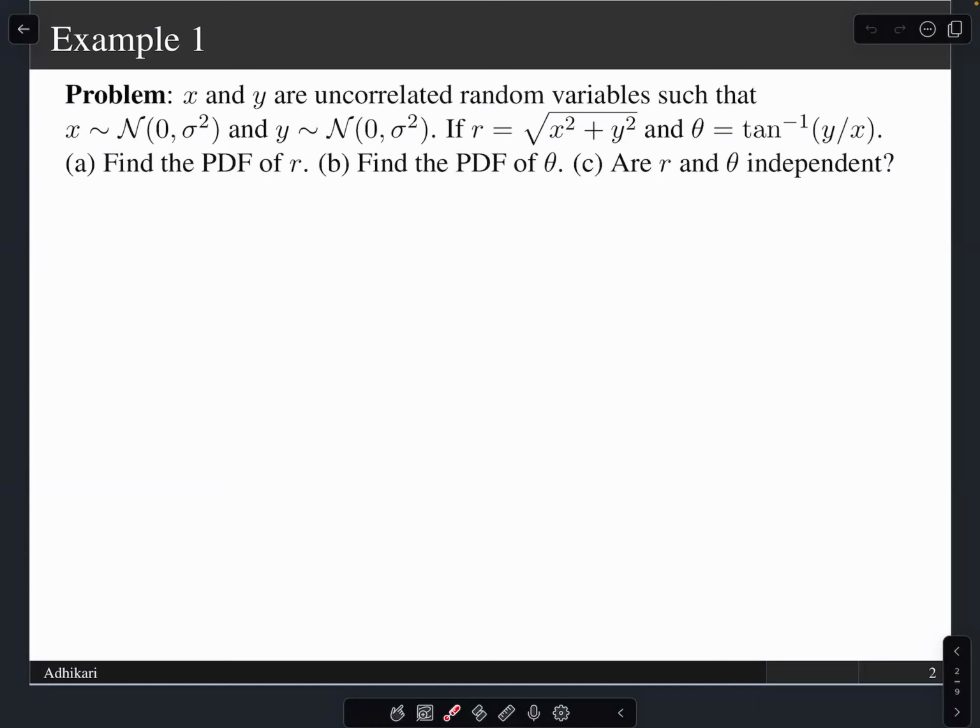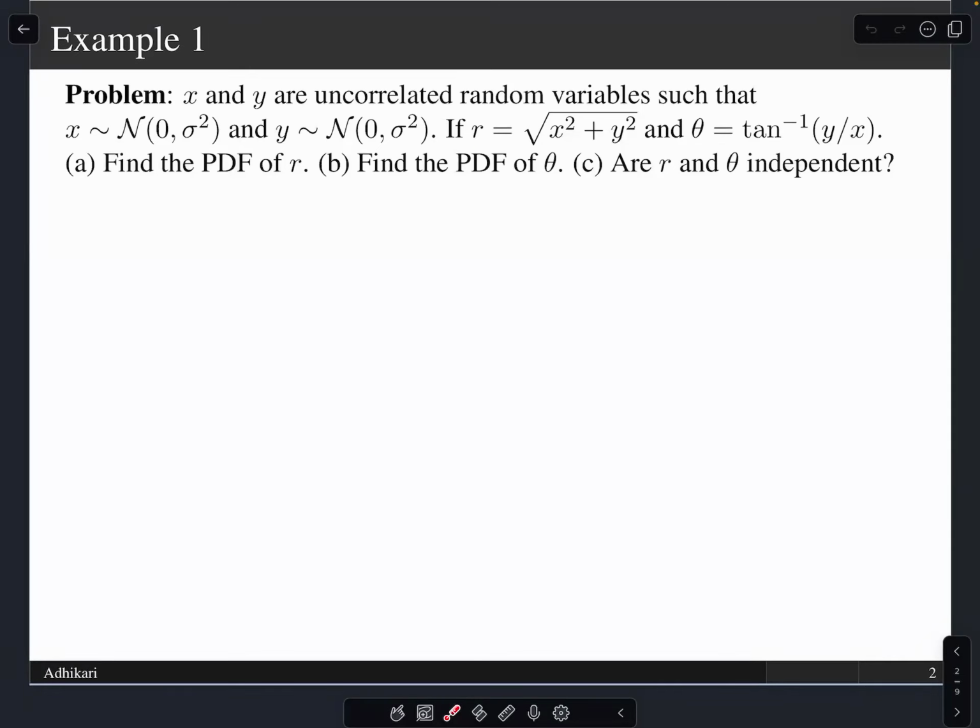It's given that x and y are two uncorrelated random variables. The distribution for x is Gaussian with zero mean and variance sigma squared, and the variable y has the same distribution.